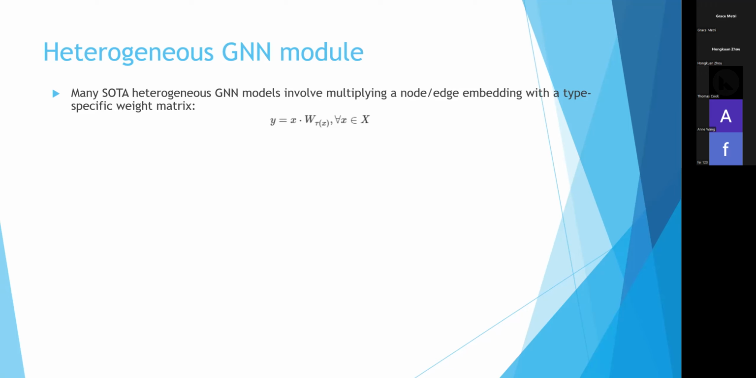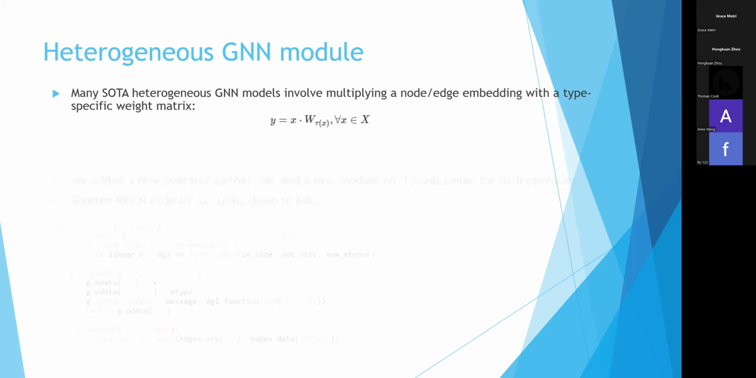This tau is a mapping from the sample to its corresponding type. What this equation means is that whenever we do a linear transformation on a heterogeneous module, I want to apply a linear transformation according to the sample's type. We call it a type-specific weight matrix multiplication. And we found that many modules have this type of logic.